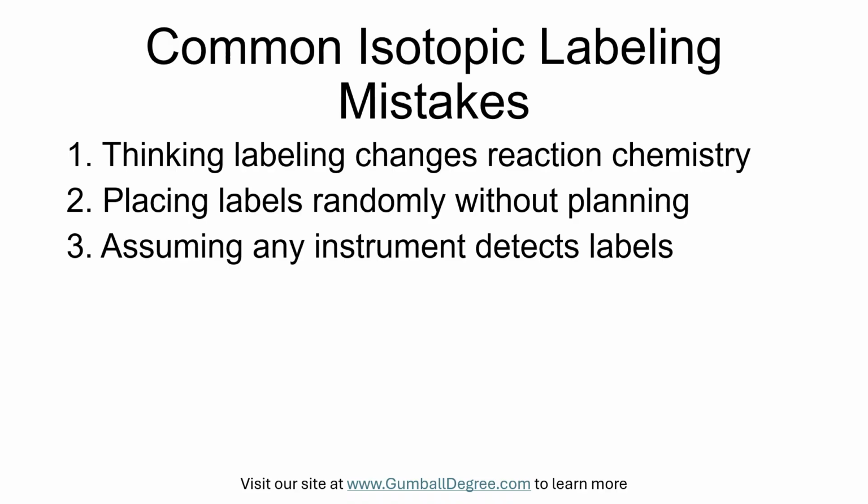If a reaction is very sensitive to mass changes, use lighter labels or test controls to check for kinetic isotope effects. Another common mistake is placing labels randomly and expecting clear answers. Plan labels at positions most likely involved in the step you want to study.